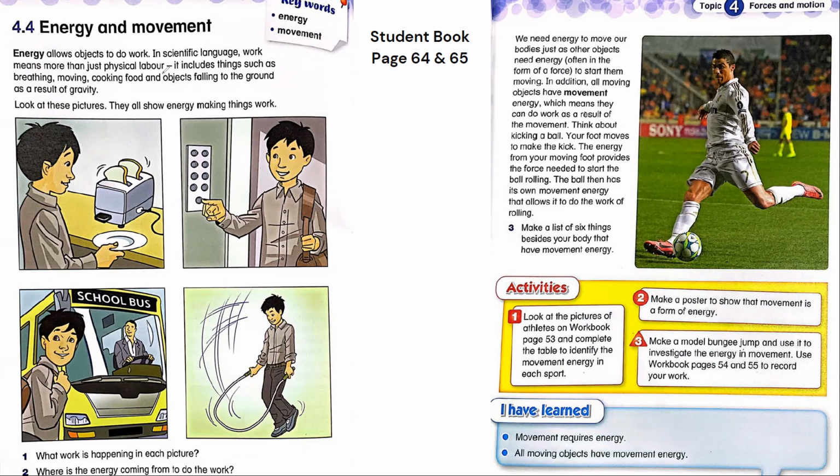Now I want you to highlight: energy allows objects to do work. Highlight energy allows objects to do work. Highlight breathing, moving, cooking food, and objects falling to the ground as a result of gravity. Highlight breathing, moving, cooking food, and objects falling to the ground as a result of gravity.